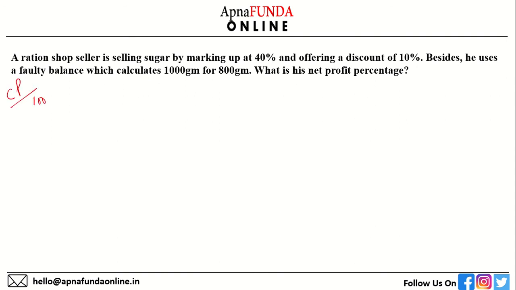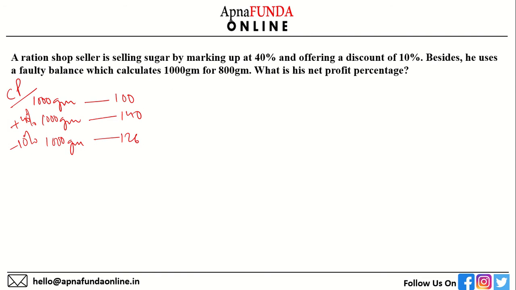Let's say the cost price of 1000 grams is 100. He marks up by 40%, which means 1000 grams is marked at 140. Then he gives a discount of 10%, so 1000 grams is 126. This is the cost price, and this is the final price at which he's selling it.